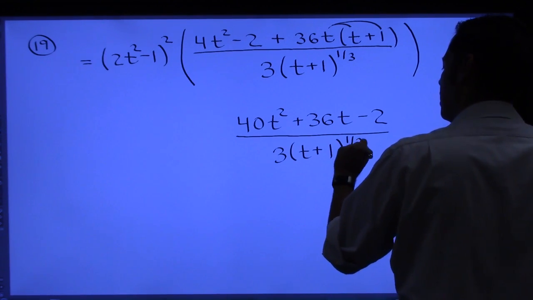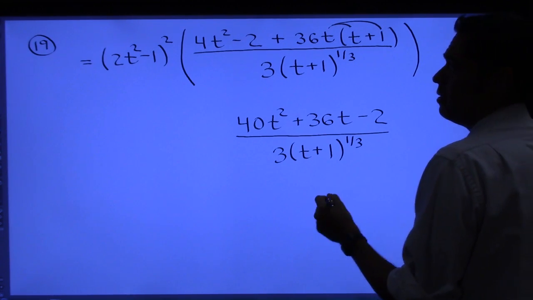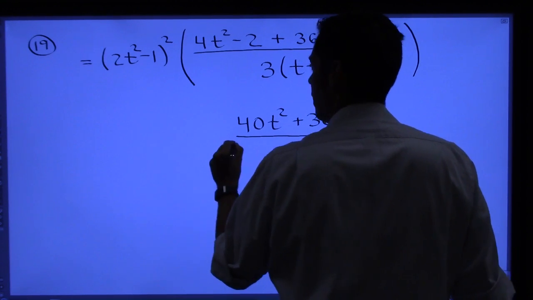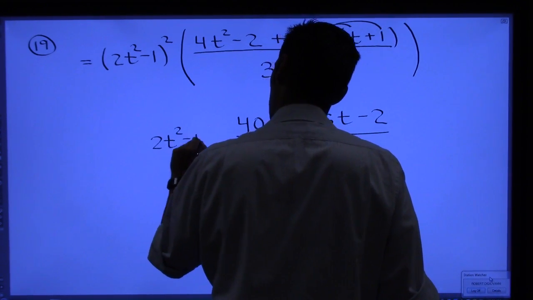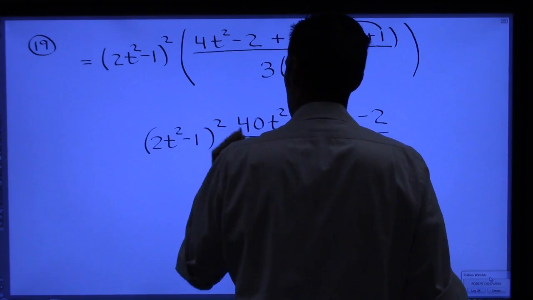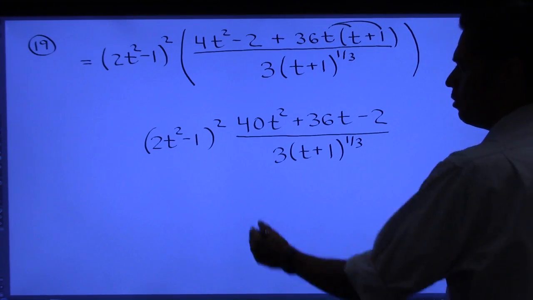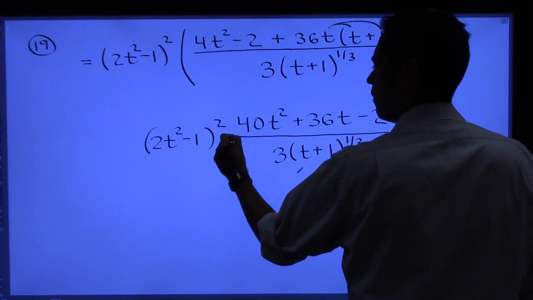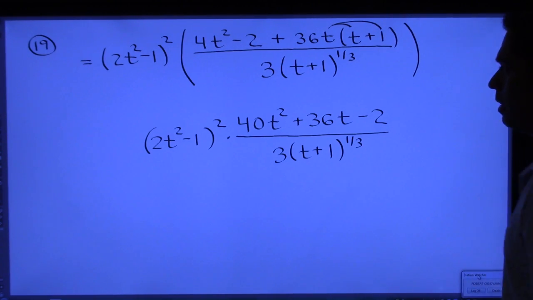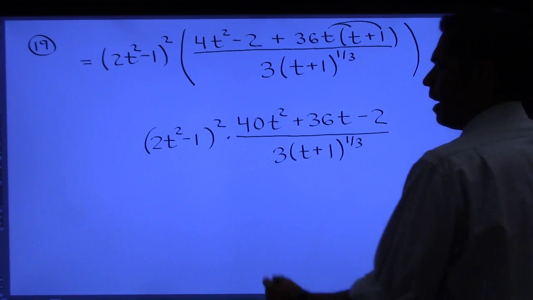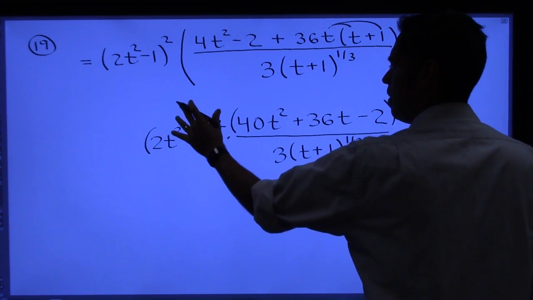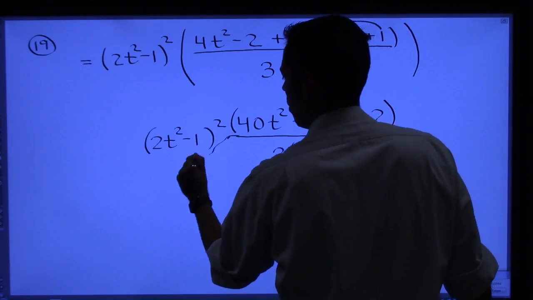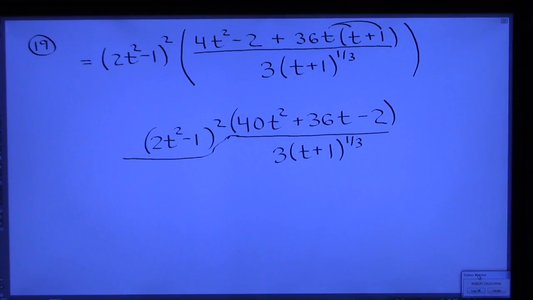You could change that into a cube root if you wanted to. And then out here in front of all of this, (2t squared minus 1) squared, and multiplication here. You could even go as far as putting this in parentheses and putting that up there with it and just extending your division bar all the way across like that. And that would be correct. So this is number 19.